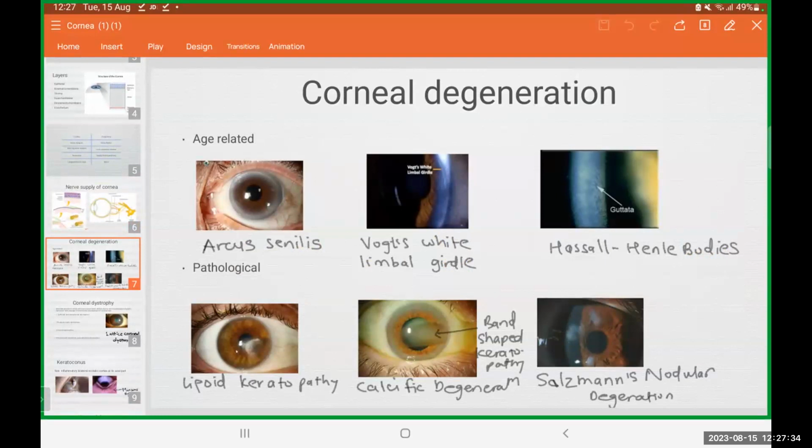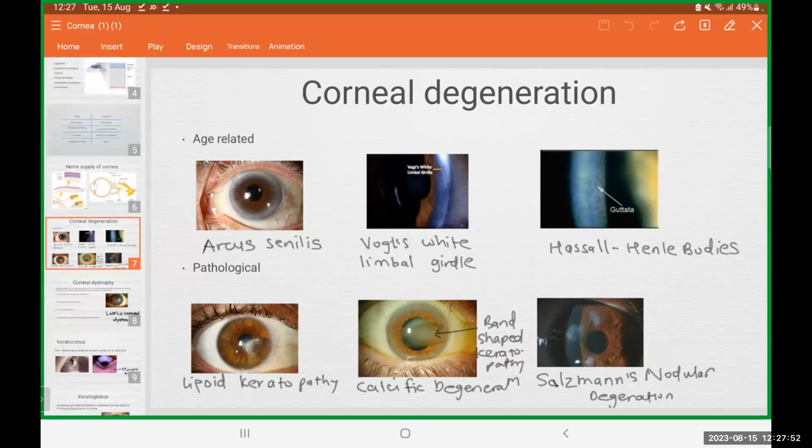Then the pathological corneal degenerations: lipoid keratopathy, which is caused by lipid deposition. Then calcific degeneration, which shows band-shaped keratopathy. Then Salzmann's nodular degeneration. The third image shows the Salzmann's nodular degeneration.